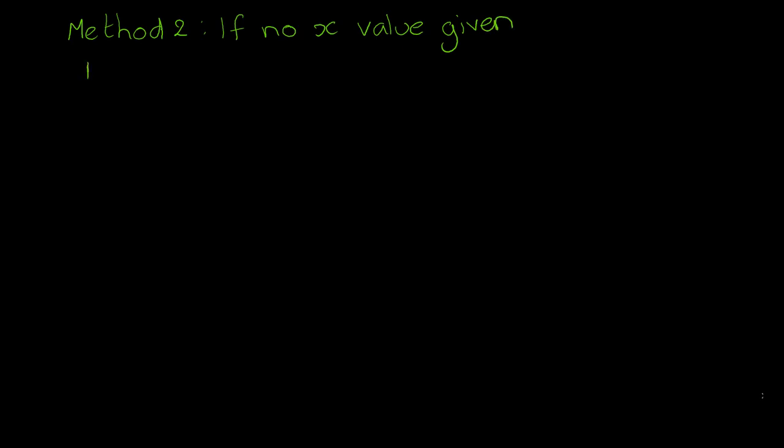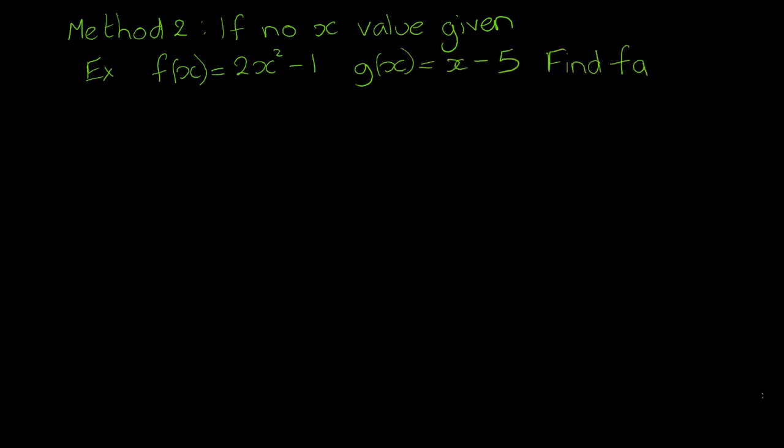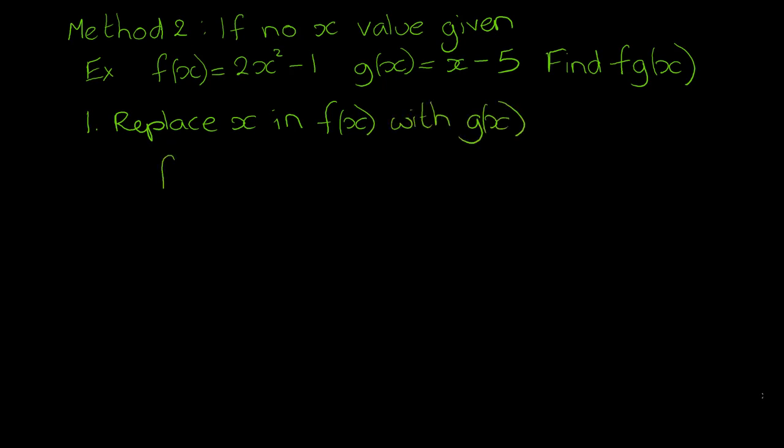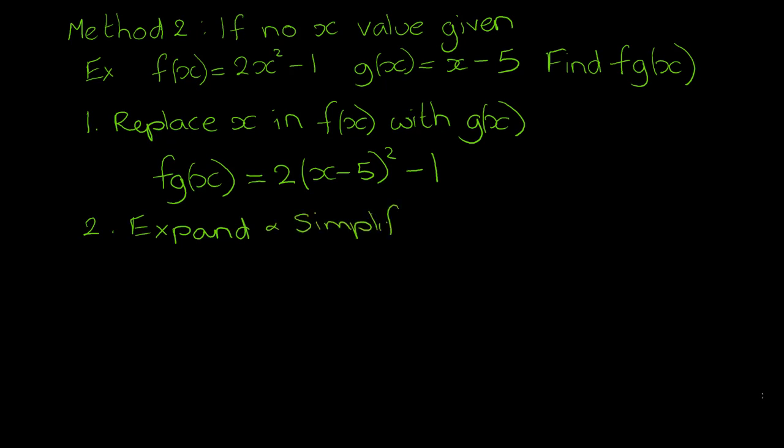So in this example, f of x is 2x squared minus 1, and g of x is x minus 5, and we need to find fg of x. So we're going to replace the x in the f of x function with g of x. So that gives us fg of x equals 2 brackets, put in the g of x, x minus 5 squared minus 1. Now we just need to expand and simplify.